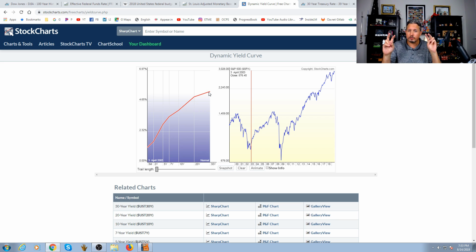And so the yield curve is basically just the different years, how long you loan your money to the government to buy bonds, stacked up next to each other. And then you can see how that interest rate changes over time. Now what you've got here on the right side is basically the stock market, right?